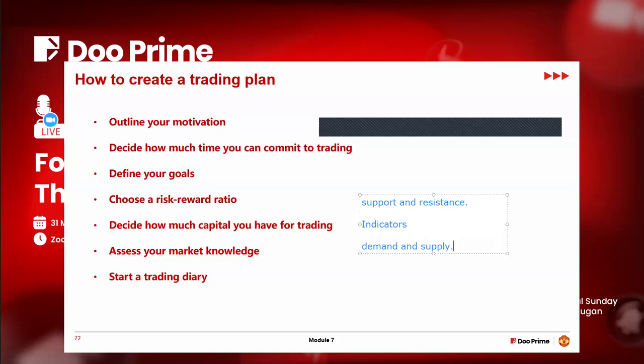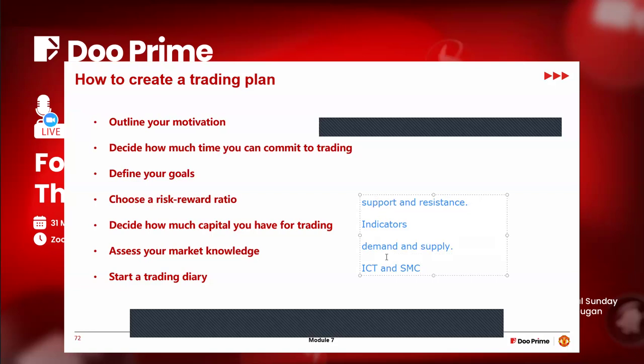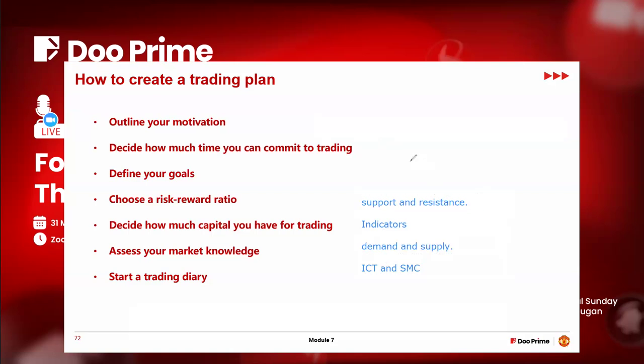I wasn't comfortable with demand and supply. I went into ICT and SMC. So you can see, for someone who has done all of this, at one point in time, I started having confusions. People don't understand. My brain began to work like, I'll be seeing everything here has support and resistance.